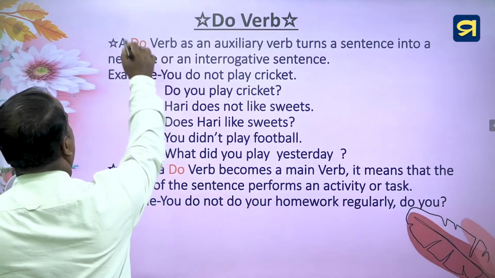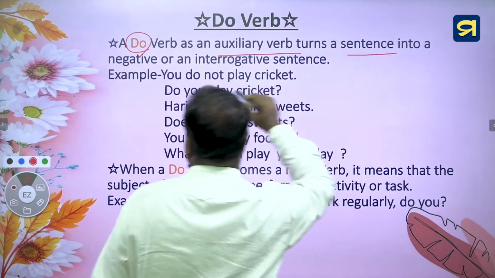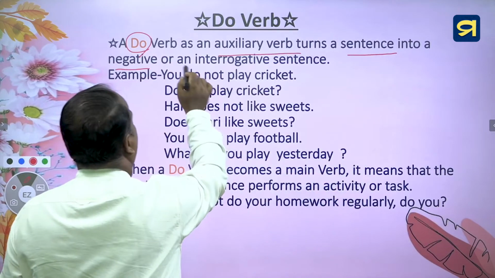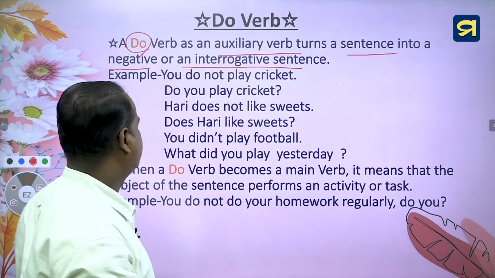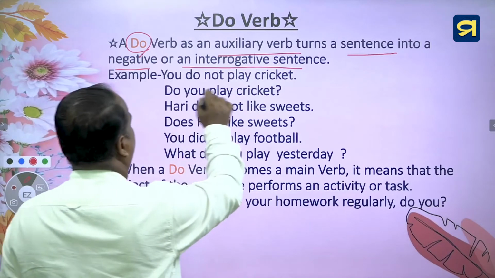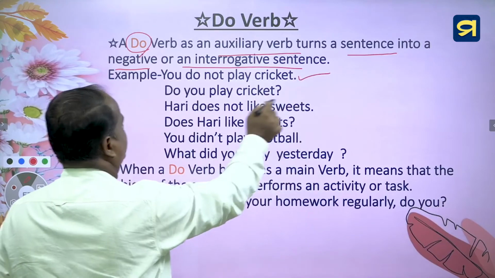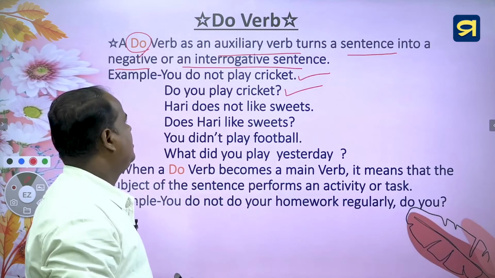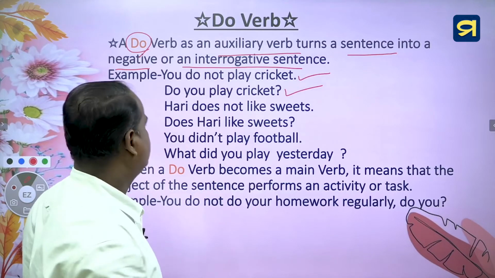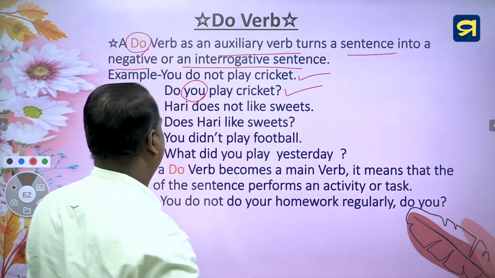A do verb as an auxiliary verb turns a sentence into a negative or an interrogative sentence. So students, let's take some examples. You do not play cricket. It is a negative sentence. Do you play cricket? It's an interrogative sentence. Why is do used here? Because the subject is you and it is second person.